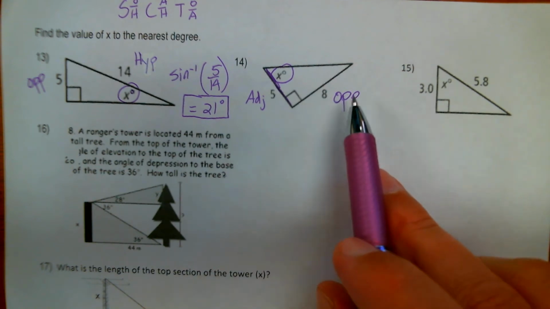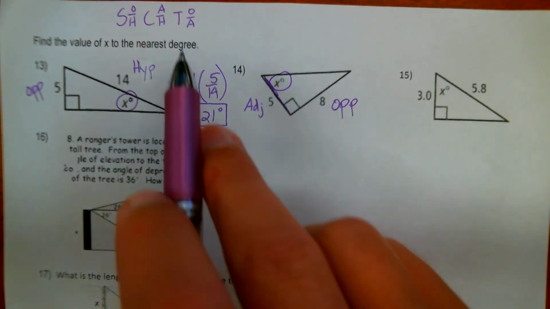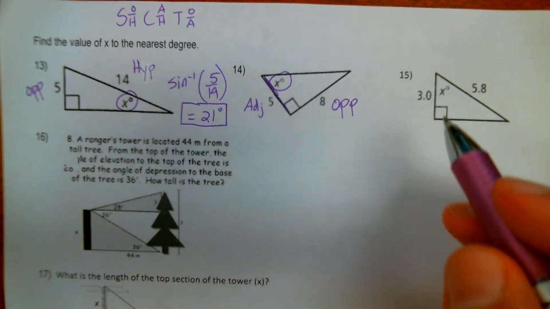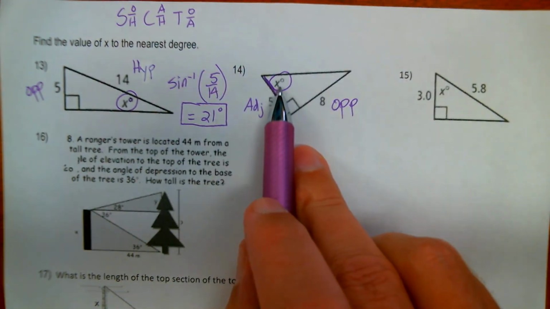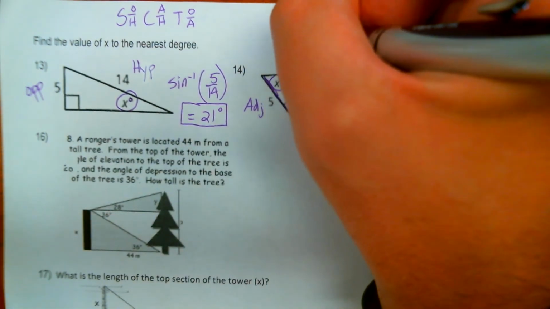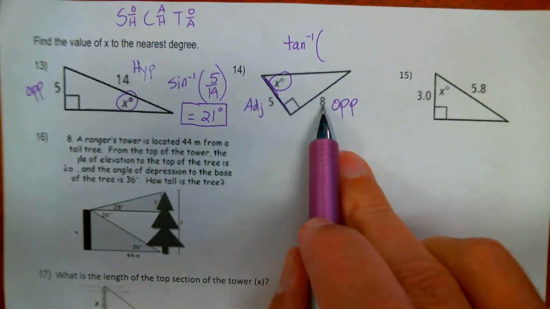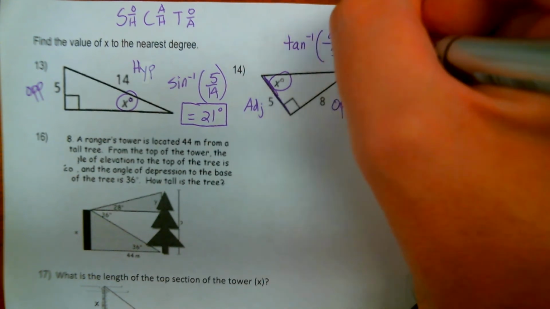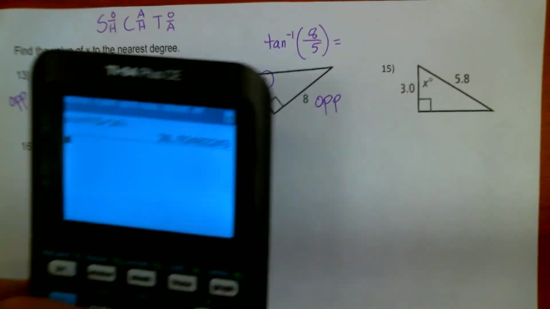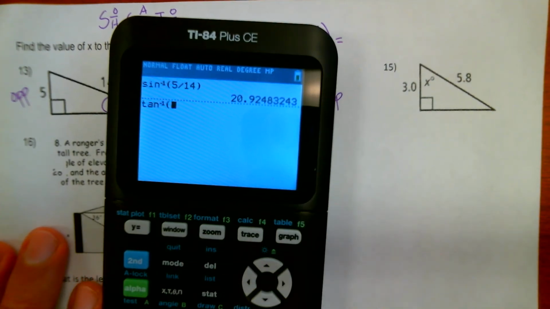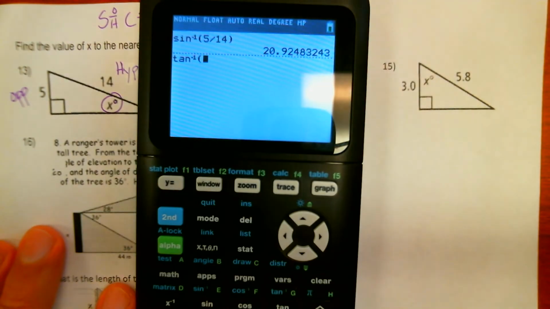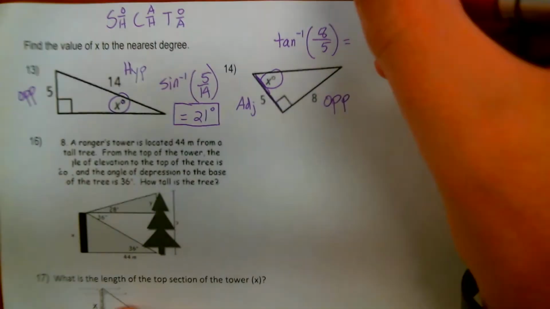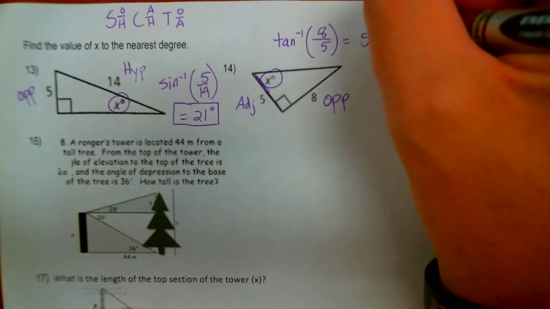Which trig function has opposite and adjacent? That's going to be my TOA, right? Opposite, adjacent, TOA, so I need tangent. But I'm using inverse because I'm finding an angle, so it's inverse tangent of opposite over adjacent. On my calculator, I type that in: second, inverse tangent of 8 divided by 5, and I get 57.99. We're going to round that up to 58 degrees.